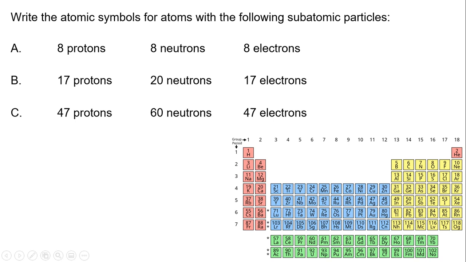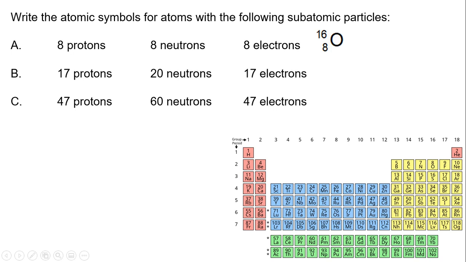So the first one has 8 protons, 8 electrons. So we don't really need to worry about the electrons right now. These are neutral atoms. So we have 8 protons and 8 neutrons. If we add these together, that gives us a mass of 16 and an 8. So we know that this is oxygen. We should have written oxygen, and then next to it, a 16 above. The mass is always more than the proton number, and then 8 underneath.